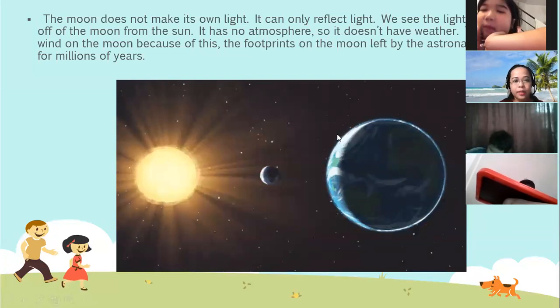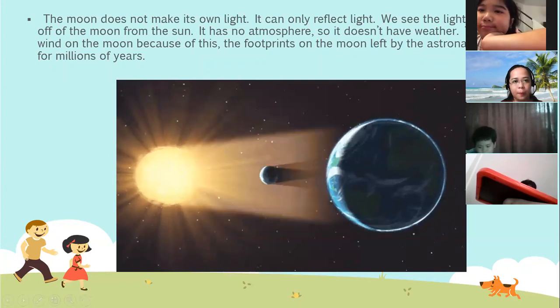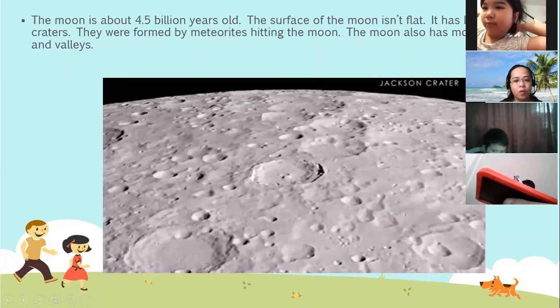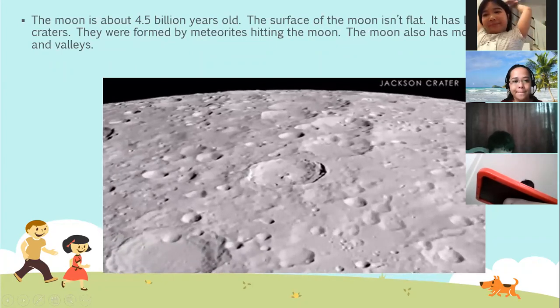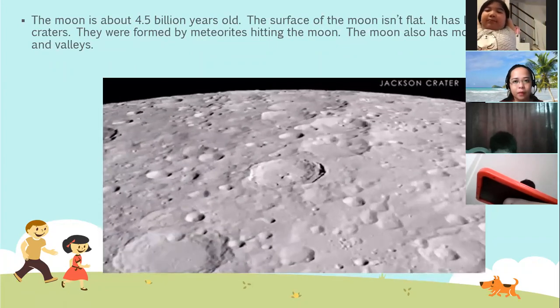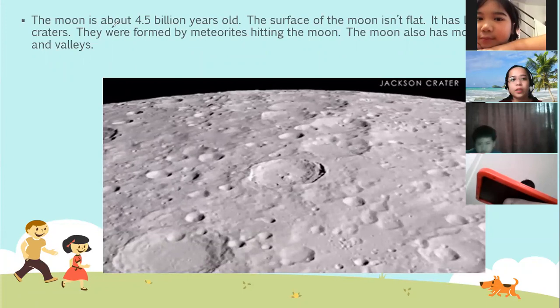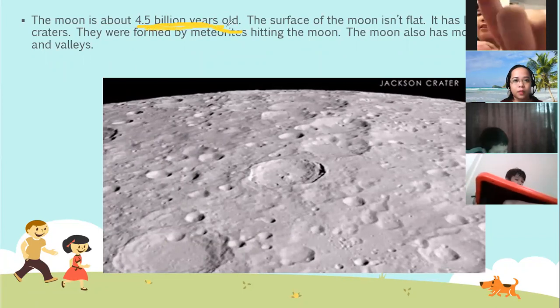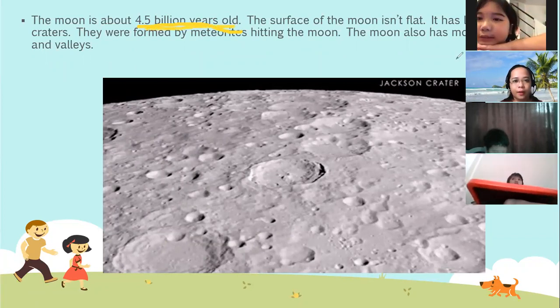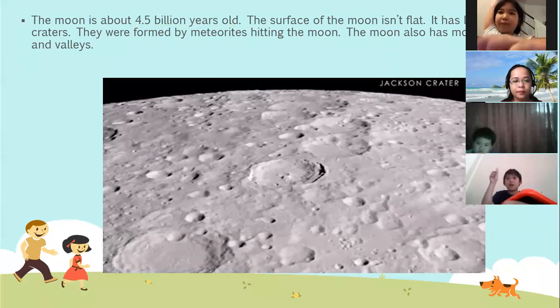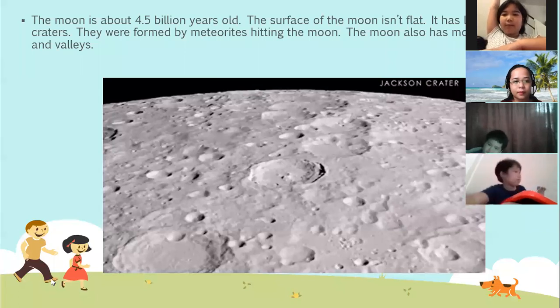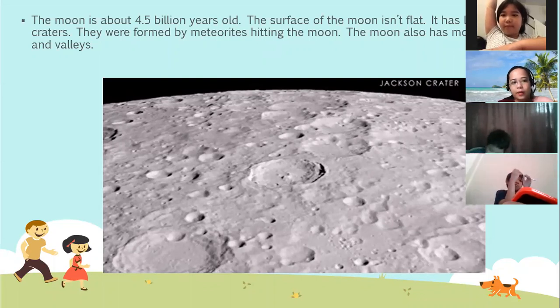Next, for the third question, how old is the moon? 4.5 billion. Exactly. Okay, so the moon is 4.5 billion years old. Who got the correct answer for this one? Me, teacher, I got it correct. Okay, good job.